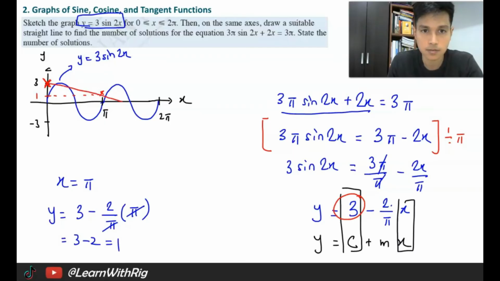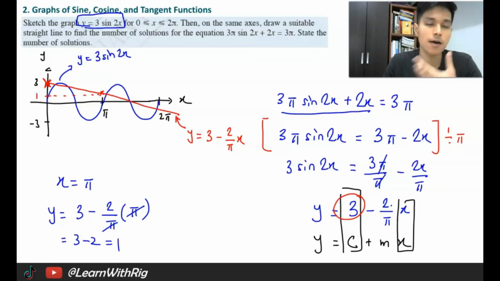Cross that line. Okay, something like this. Wait, I cannot draw exact, but something like this. Okay, so this line here would be y equals 3 minus 2 over pi x. This is the equation of the second line. Clear? Now you want to find the number of solutions.